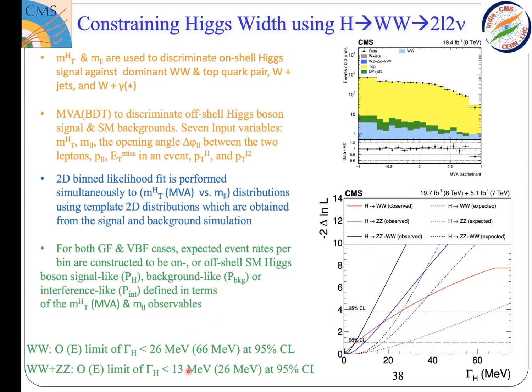So it's quite nice to see that as soon as the experiments started looking for the properties of the discovered standard model Higgs boson, there was this theoretical development which allowed one to use it in the experiments and constrain the width pretty quickly.